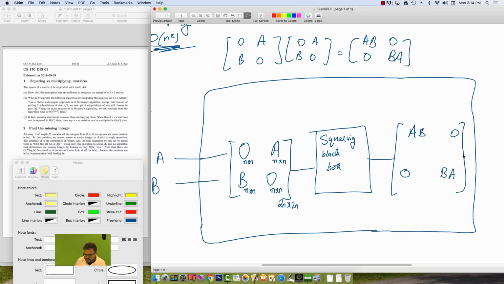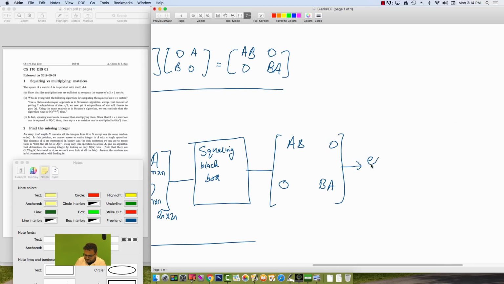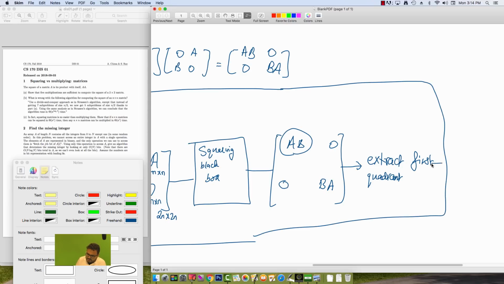And then what I can do is just extract the first quadrant, right? So I can essentially extract out this part, which depending on how you want to think about it, takes n over 2 time or takes constant time, doesn't really matter. And then I will return that.